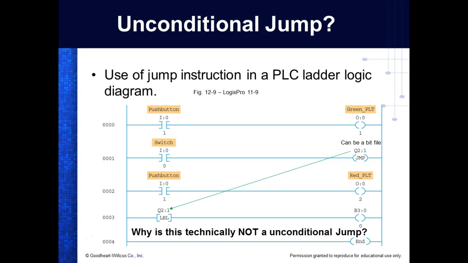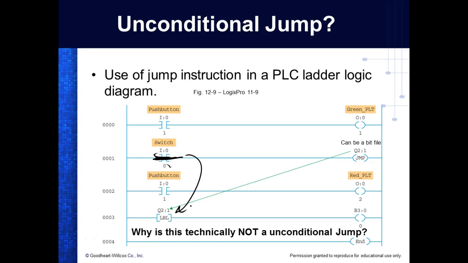I'm just talking about that one rung. So if that were not there, then it would truly be an unconditional jump. If I was to come over here and do this, that would be an unconditional jump. So now what would happen? Every time it hit that rung, it would jump to this label. Every time. Nothing has to occur.